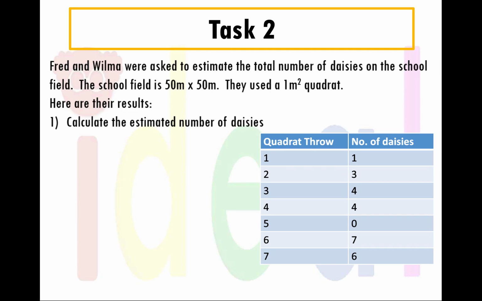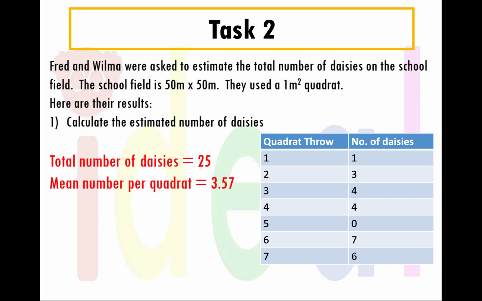So the first thing you needed to do is to calculate the mean. So remember that the mean of the daisies is you add up how many daisies there are altogether, and then you divide it by how many quadrat throws you've got. So in this case, you've got a total number of 25 daisies. So when you add up all these numbers, 1, 3, 4, 4, 7 and 6, you'll have got to 25. Once you did that, you needed to do 25 divided by 7 because there are 7 throws in this case, and you will have got a mean of 3.57 daisies. Now remember, that's 3.57 daisies per metre square in this case.